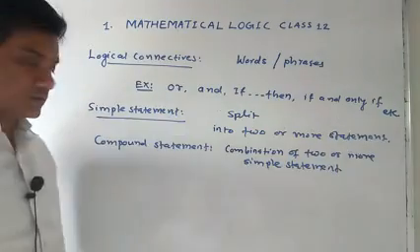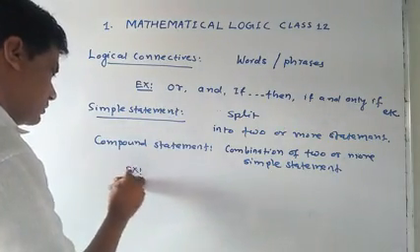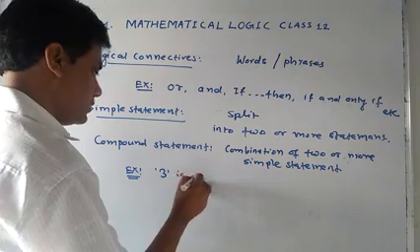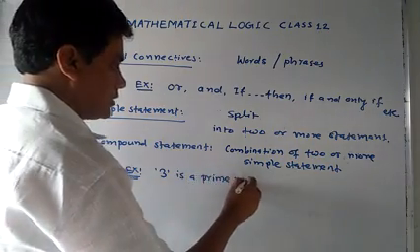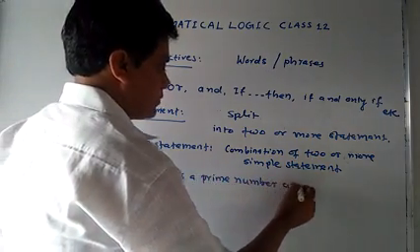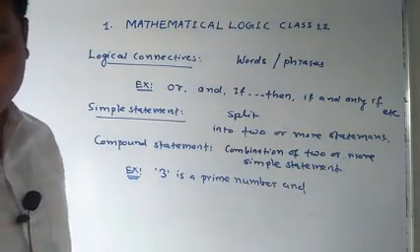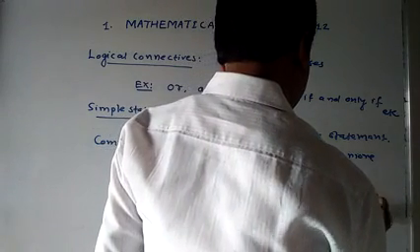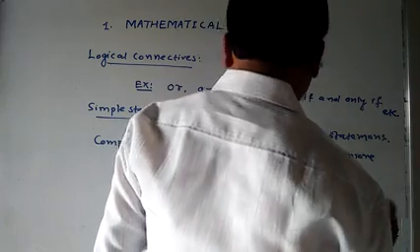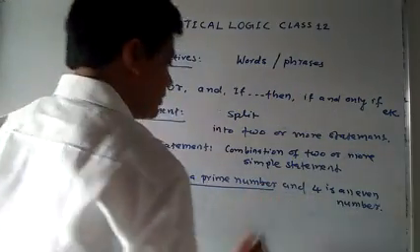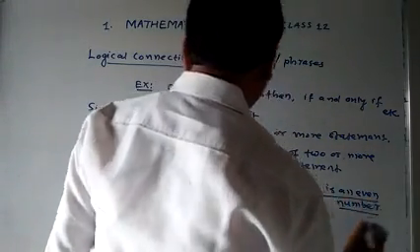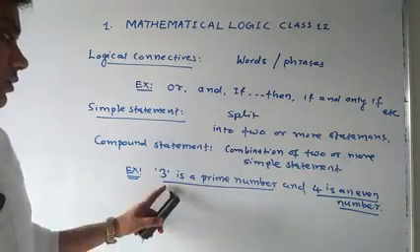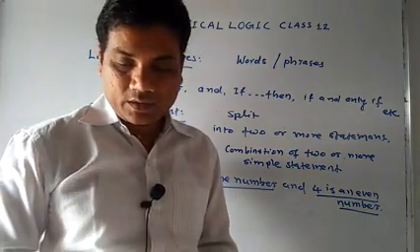For example, compound statement: 3 is a prime number and 4 is an even number. 3 is a prime number, this is one simple statement. And 4 is an even number, this is the second simple statement. Combination of two statements, that is a compound statement.